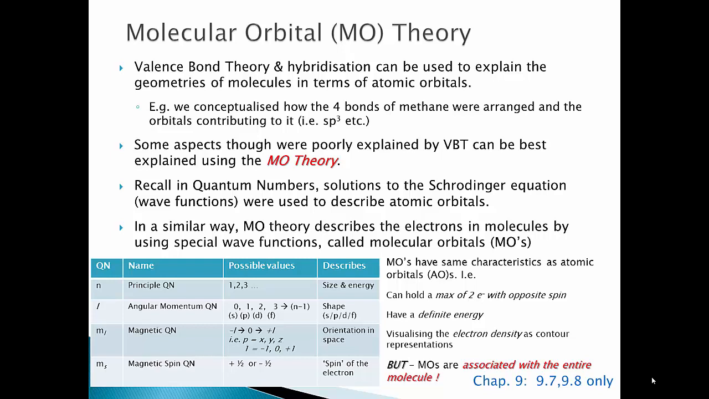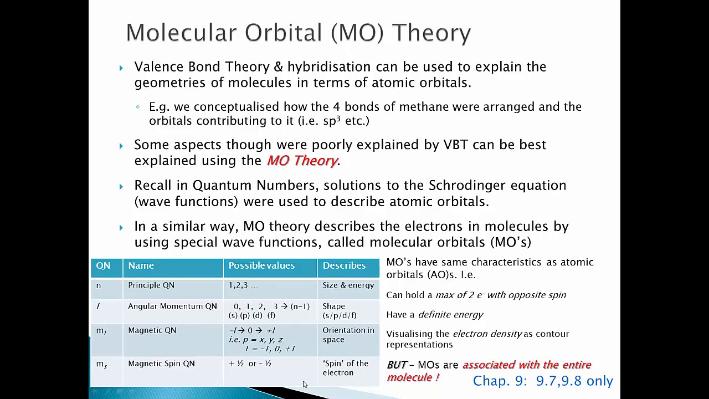The aspects that were very poor in valence bond theory can now be explained using molecular orbital theory. So remember back to quantum numbers. We use Schrodinger's equation, so the wave functions, to describe our atomic orbitals. I've just put them in here for you as a reminder. Our quantum numbers are the principal quantum number, angular momentum quantum number, magnetic quantum number, and magnetic spin quantum number. These gave us our size and energy, our shape, our orientation, and our spin.